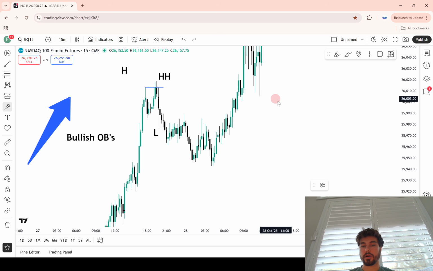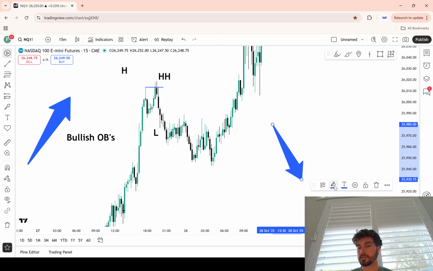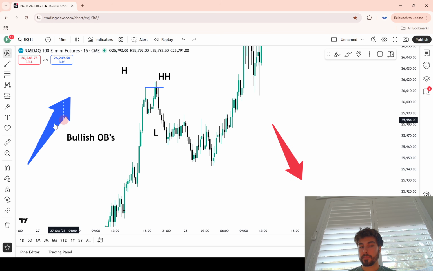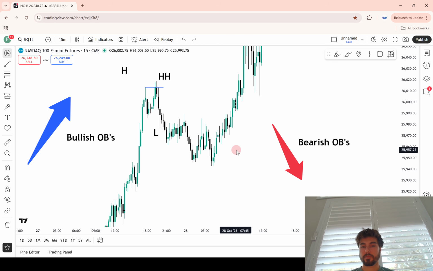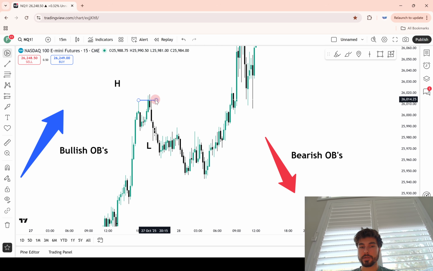If we're bearish, right, if we're moving down on the other side of things, then what should we do? We should continue forming bearish order blocks, right? And we're going to see that now in price structure.